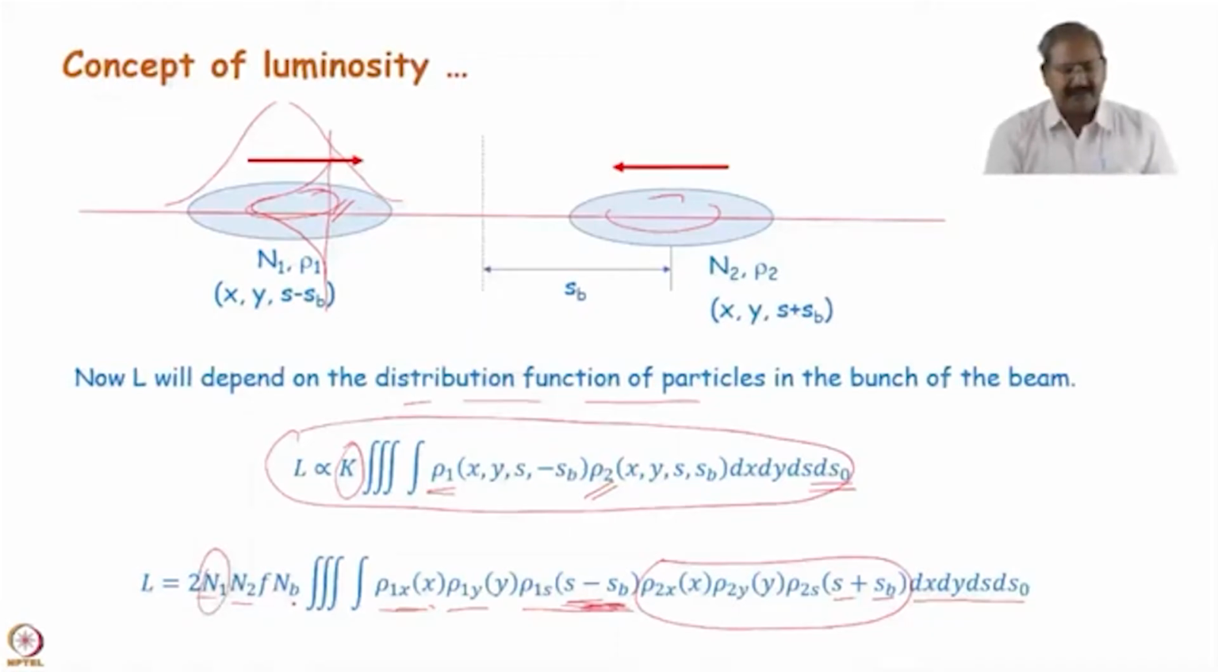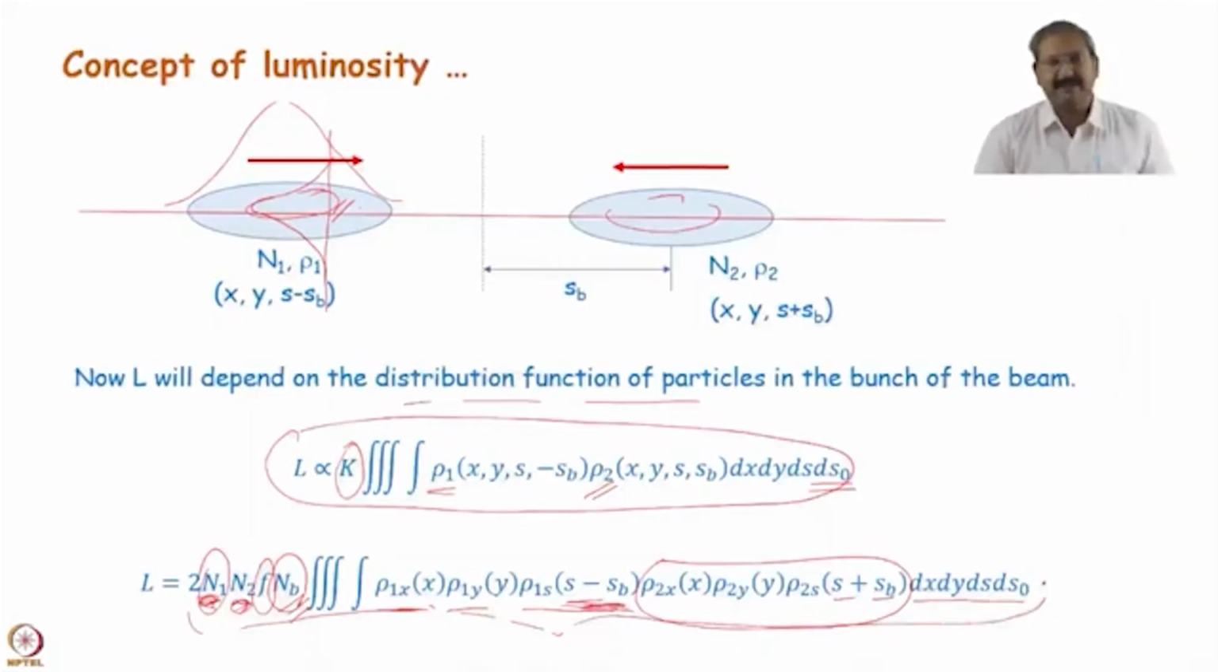Now if there are n_b bunches, this is for one bunch: how many particles are there in the first bunch, how many particles are there in the second bunch, and many bunches may be there. So this is the number of bunches, and this is the revolution frequency. This completely defines the luminosity of the collider. So this number has to be increased for the collider.